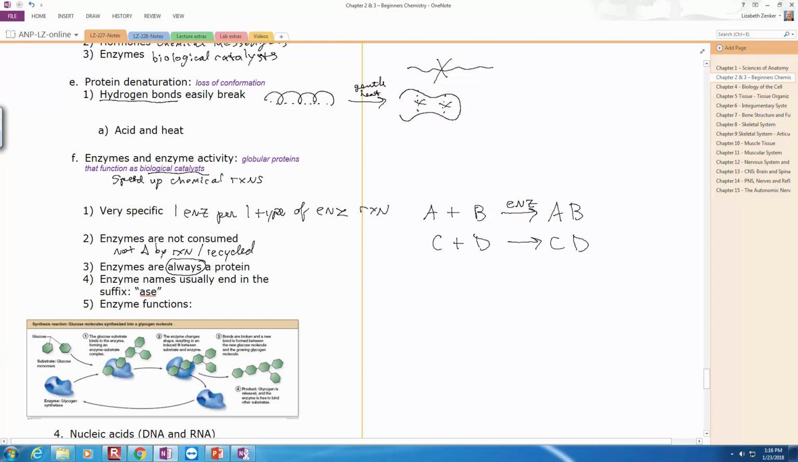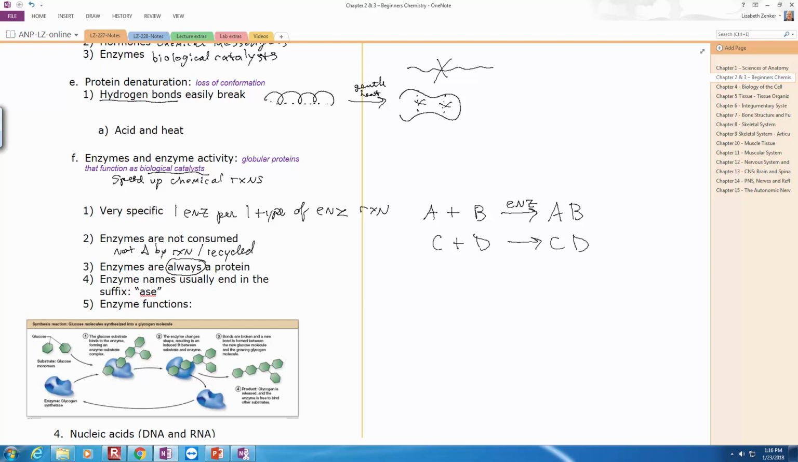All right. Enzyme names usually end in the suffix -ase. So remember on sugars, I said if it ends in -ose, it kind of is a sugar, right? Glucose, fructose. It's telling you it's a sugar. Well, lipids don't always follow that.